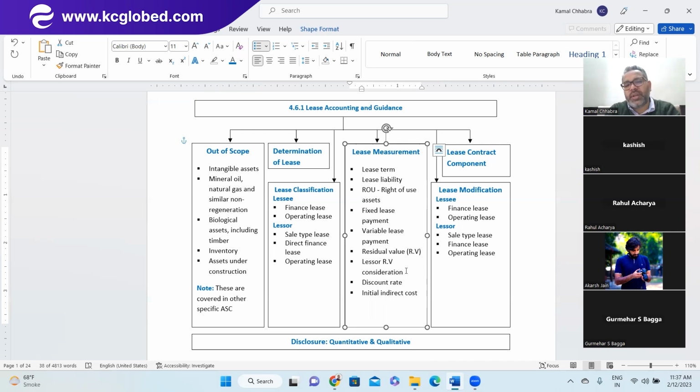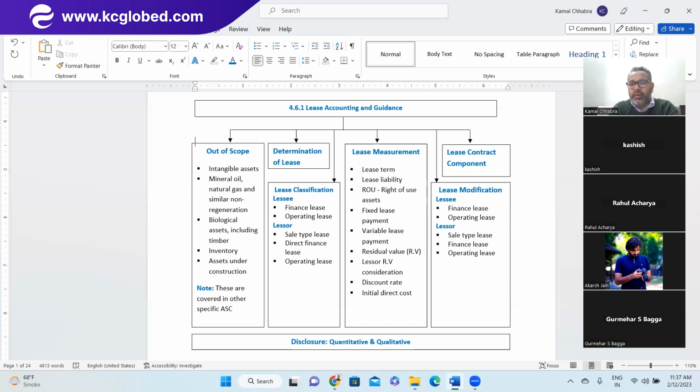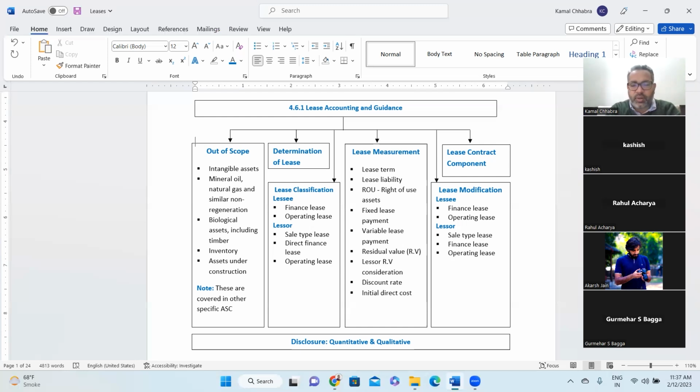Then one more concept we'll be understanding is initial direct cost. When you are getting into a lease agreement, initially if you are investing some amount, for example legal documents and lawyer fees, how do you consider those initial direct costs of the lease? If it is a finance lease or long-term lease, then you have an opportunity to amortize those costs over the lease term, right?